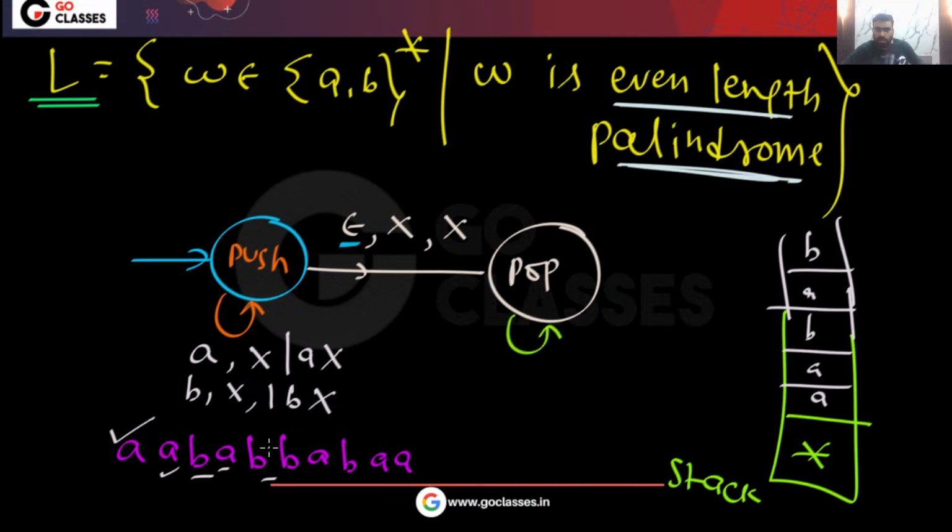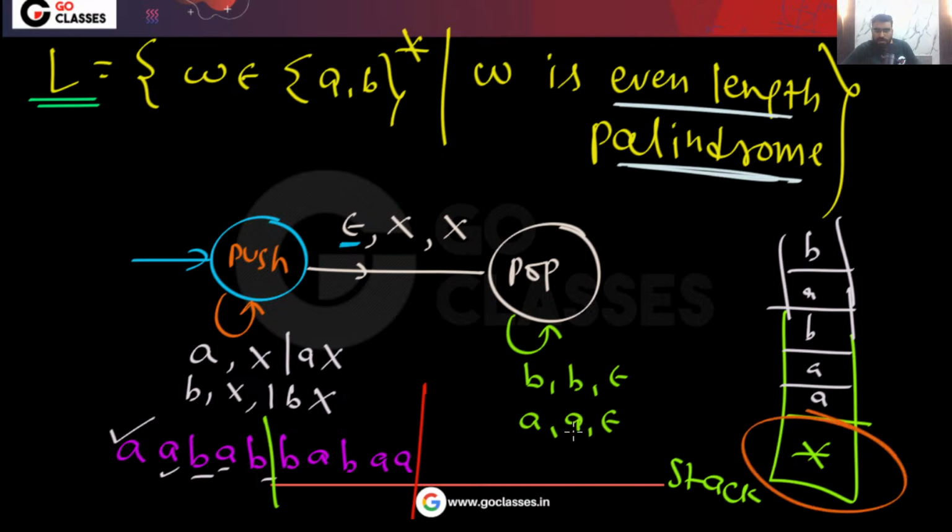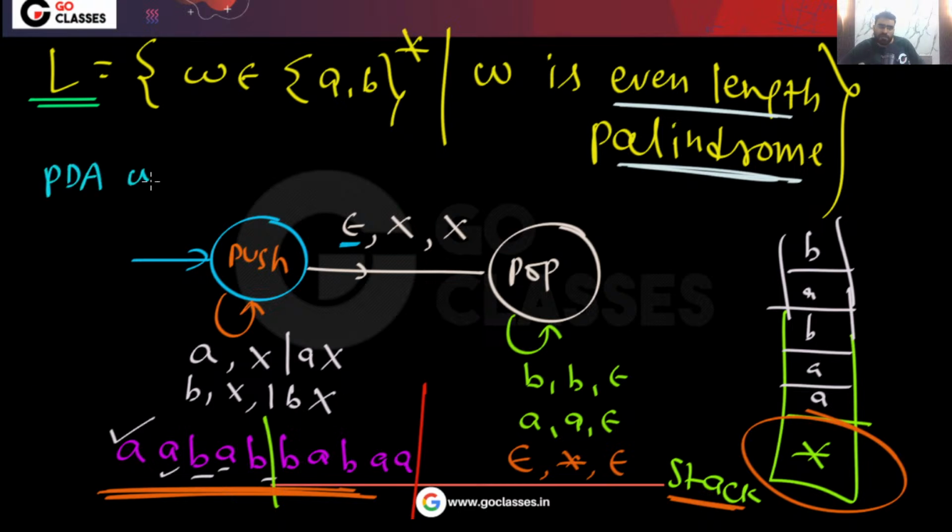In the pop state, what will you do? On B, you will pop B. On A, you will pop A. Yes or no? Now, at the end, what should happen? At the end, the input is over, there is no more input. Without reading the input, you must see this symbol on the stack, then you pop it, because acceptance is by empty stack. We are creating the PDA with empty stack acceptance.